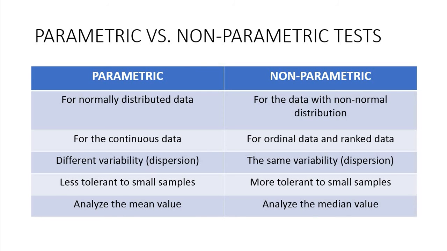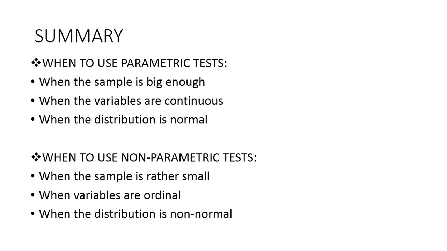So just to make a conclusion, you use parametric tests when your sample is big enough, when variables are continuous, and when distribution of variables is normal. You use non-parametric tests when the sample is rather small, when variables are ordinal, and when the distribution is non-normal.